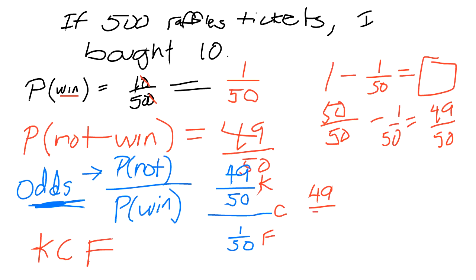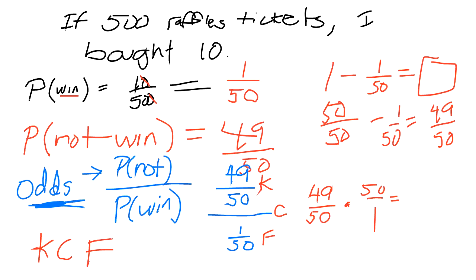We change the divide to multiply, and we flip the second fraction over. Okay? So now on your calculator, you could multiply this out. You could do 49 times 50 and get that number, and then you would do 50 times 1 and get that number and then divide it.